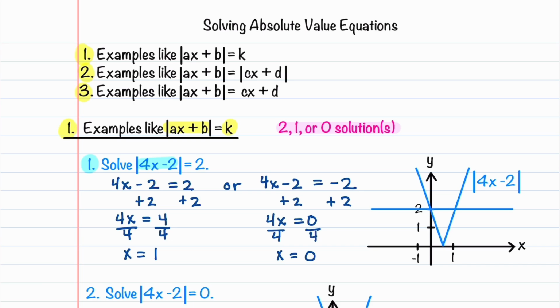The solution to this equation is going to be where these 2 functions intersect. And they actually intersect at 2 places. The first place they intersect is here. And if we trace down to the x-axis, that's where x is equal to 0. And then they intersect here. And that's at the point where x is equal to 1. So you can see that this example has 2 solutions.